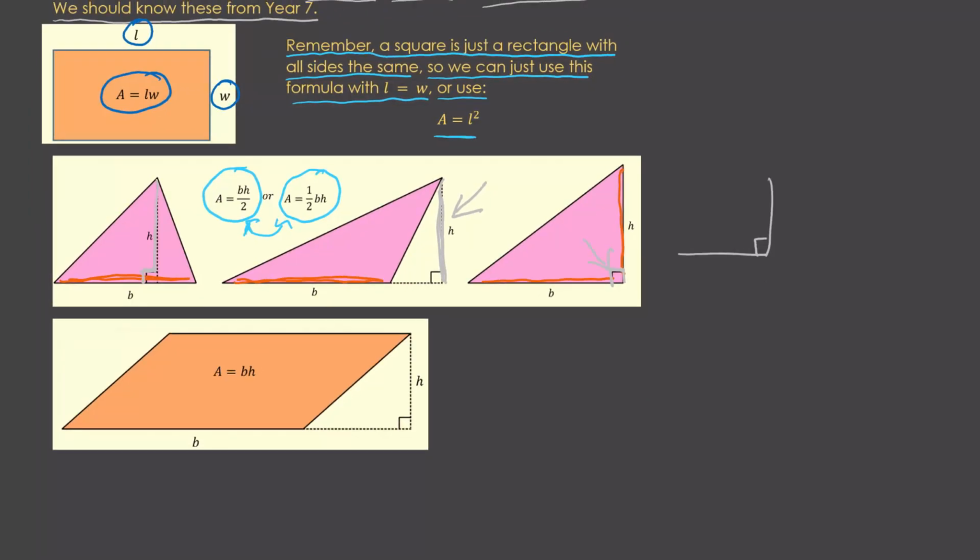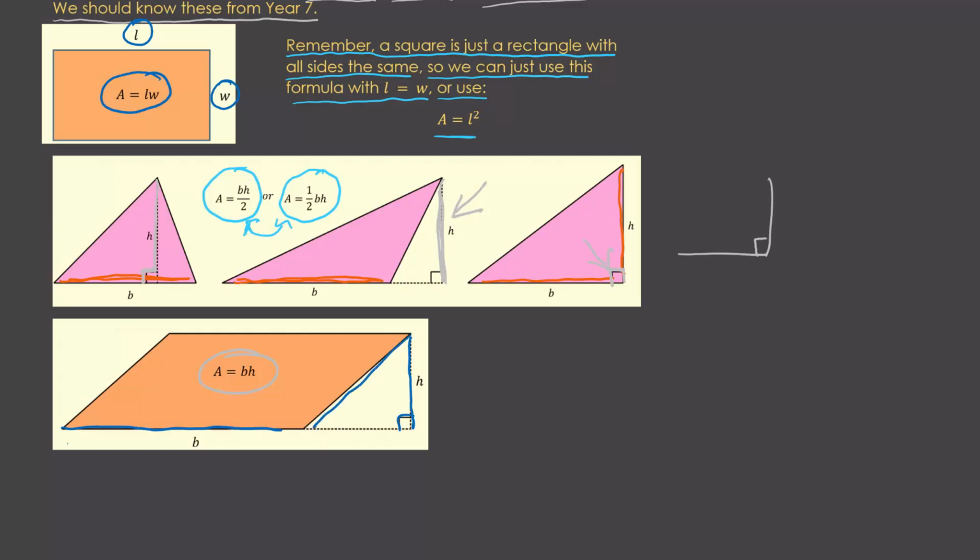Finally, we've got the parallelogram, where the formula is just base times height. Just as with the triangle, the height is at right angles to the base. So this is the base, this is the height.